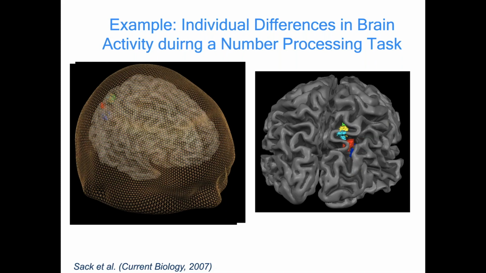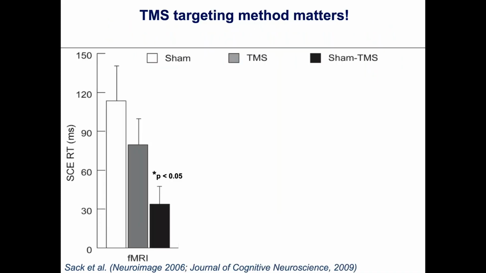These are different participants. This is the individual variability in which exact area within this parietal cortex, the intraparietal sulcus, is recruited by those subjects when they perform this number processing task. So every brain is different, every person is different, and also the peak activity cluster is different across these subjects. And now, in order to really specifically target the exact activity in a given participant, you would need to have fMRI-guided neuronavigation. And this is what we've done. And then we see whether we can actually change their performance in this number processing task.